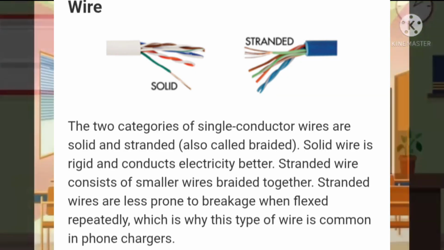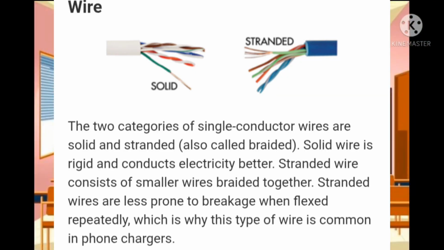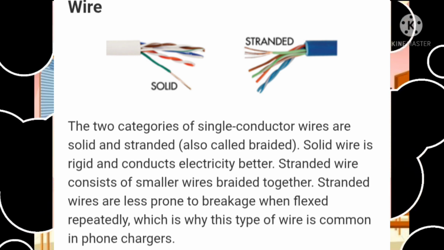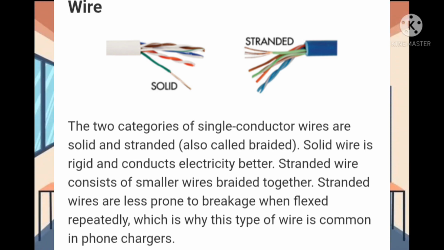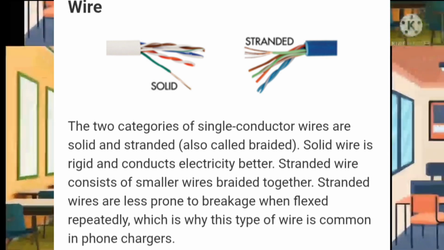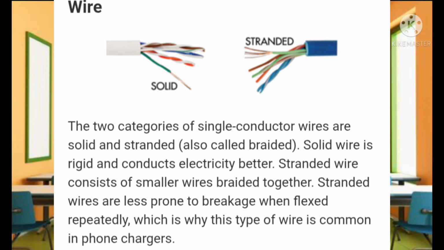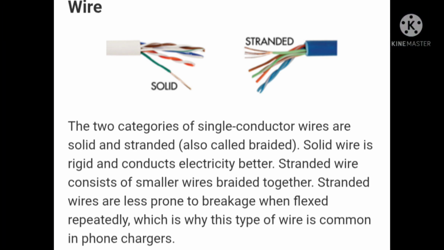Wire. There are two types of wire, solid or stranded. The two categories of single conductor wires are solid and stranded, also called braided. Solid wire is rigid and conducts electricity better. Stranded wire consists of similar wires braided together. Stranded wires are less prone to breakage when flexed repeatedly, which is why this type of wire is common in phone chargers.